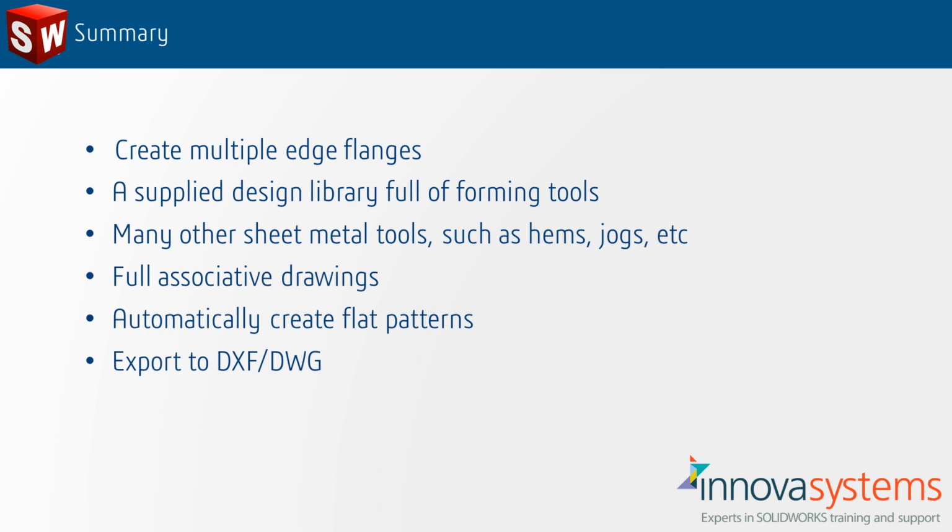In summary, using SOLIDWORKS sheet metal makes it much easier to create our parts ready for manufacture. Whether we are creating from scratch or importing non-SOLIDWORKS files, we can easily create multiple edge flanges. We also have a supplied library full of forming tools with the ability to create custom profiles. Many other sheet metal tools such as hems and jogs are at our disposal.